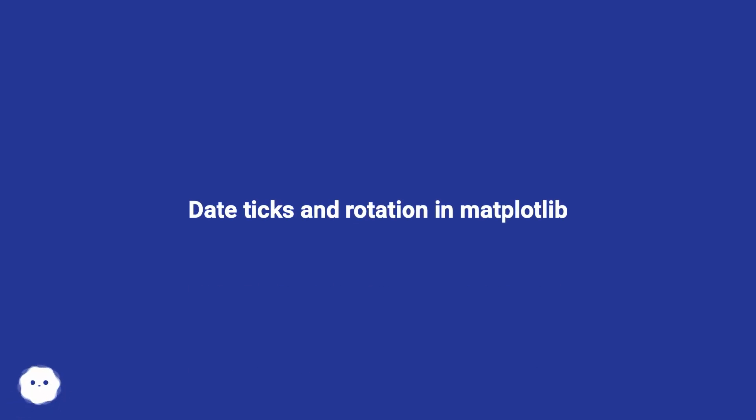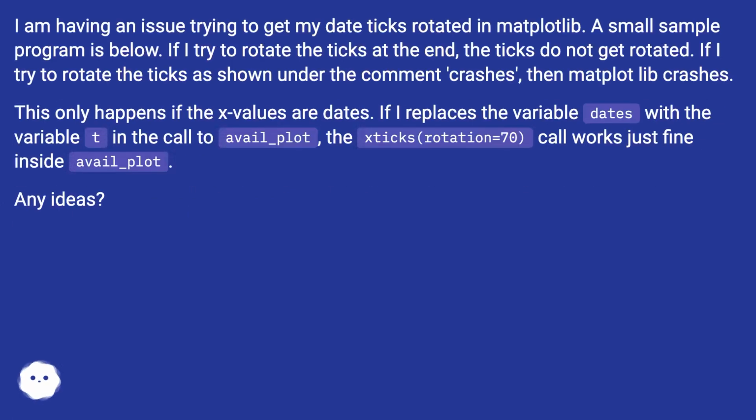Date ticks and rotation in Matplotlib. I am having an issue trying to get my date ticks rotated in Matplotlib. A small sample program is below.